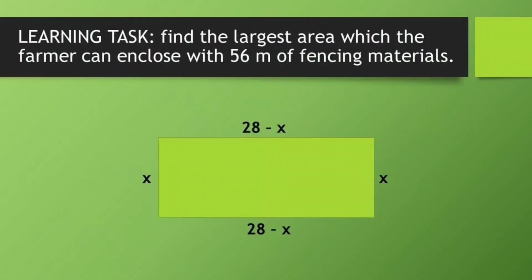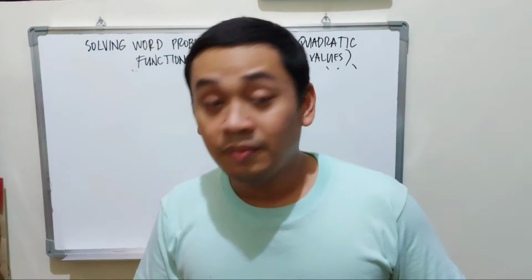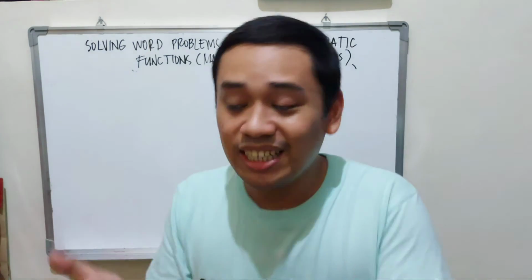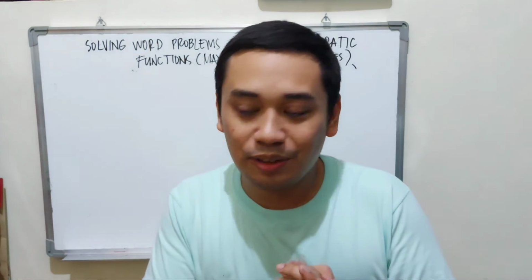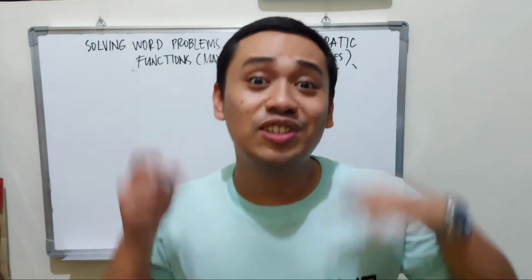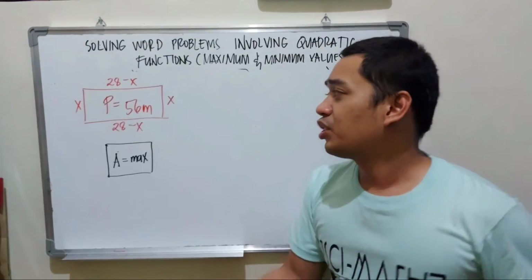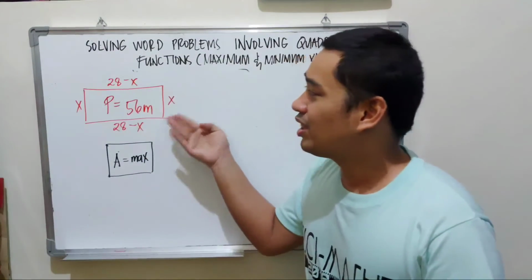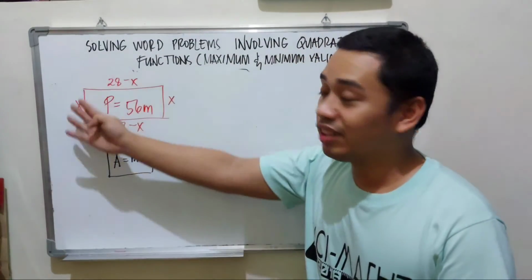Here it goes. Find the largest area which the farmer can enclose with 56 meters of fencing materials. So, try nyo i-follow yung second example natin and masasagutan nyo na ang learning task na ito. Check nyo kung tama yung sagot nyo. Let's solve this. So, these are the given. The perimeter is 56 meters and the dimensions are all given.